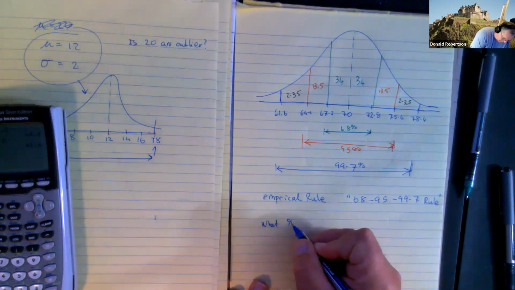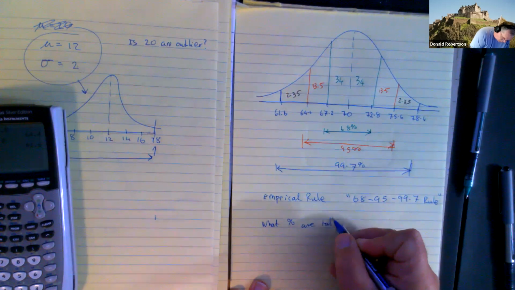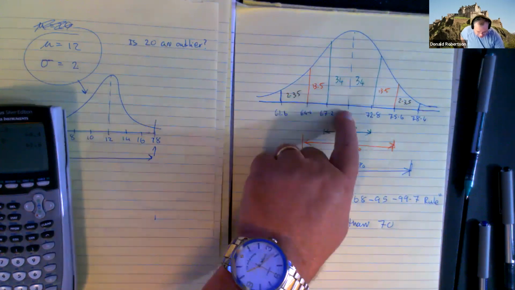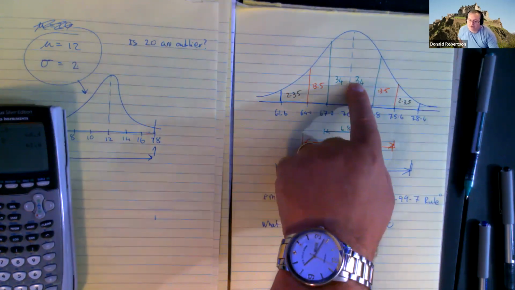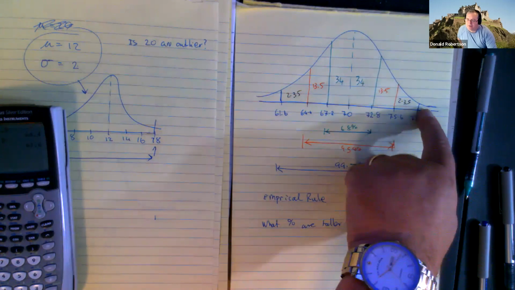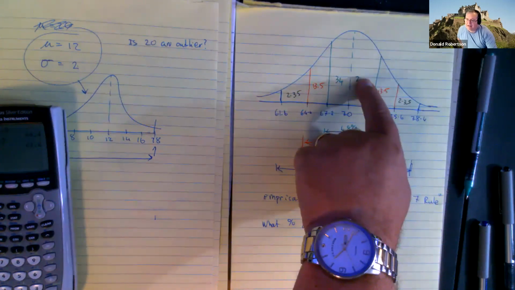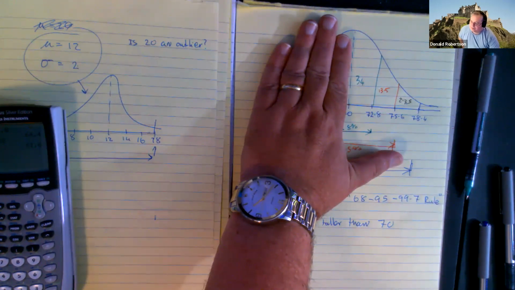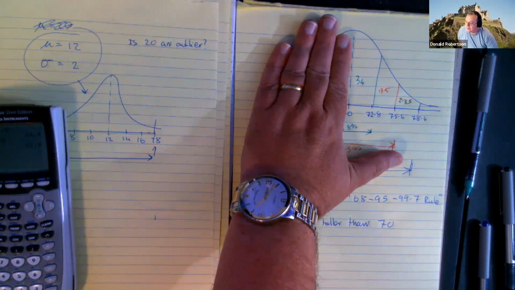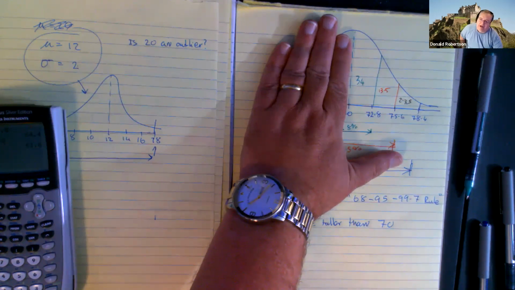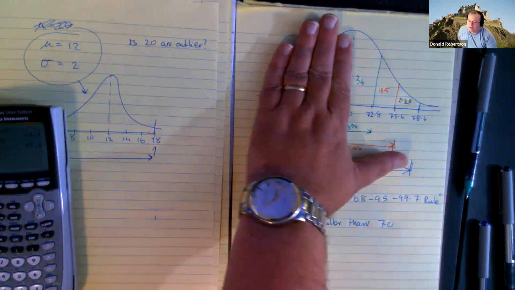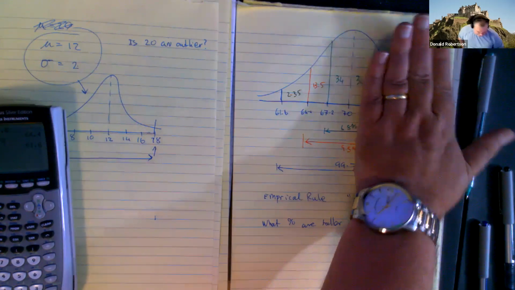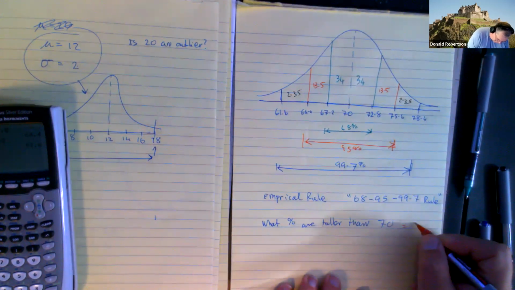So what percentage of people are taller than 70? If you look at this, there's 70. Taller than 70 is everybody, including that little piece that I don't have a number for, isn't it? Everybody over here. Now, I don't need to add up numbers. Would you agree that's 50%? Aren't half the people going to be taller than 70 and half the people going to be shorter than 70? So the answer to that one would be 50%.